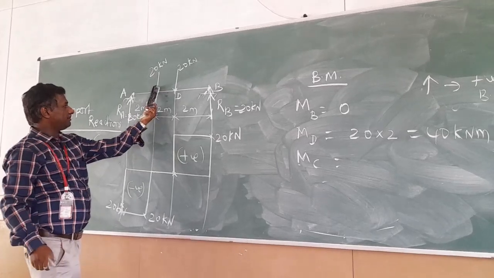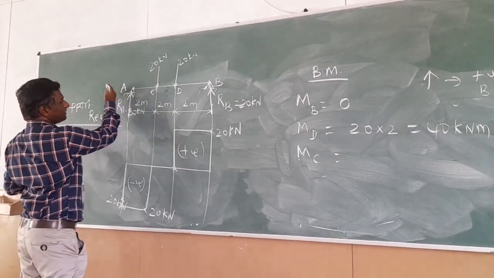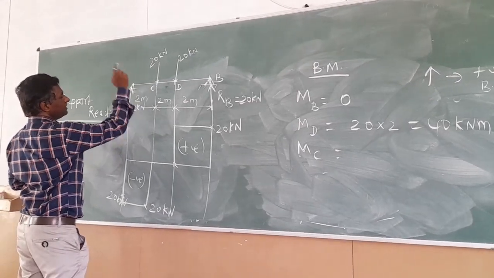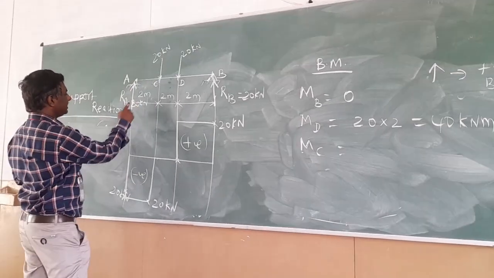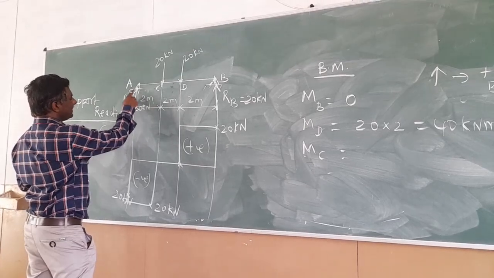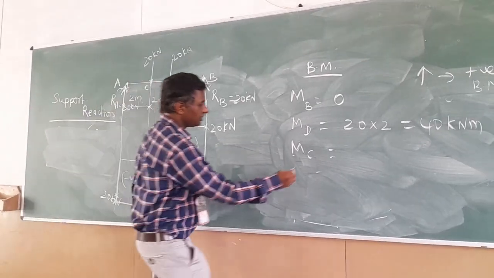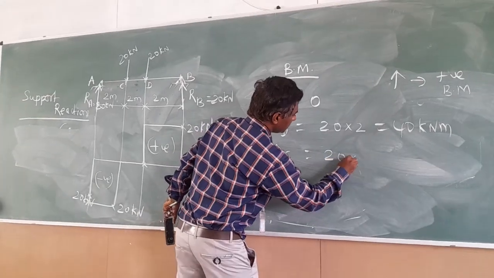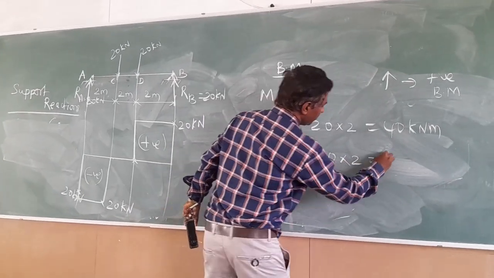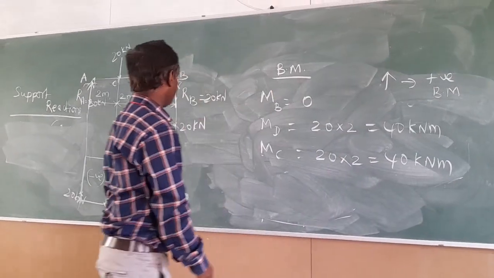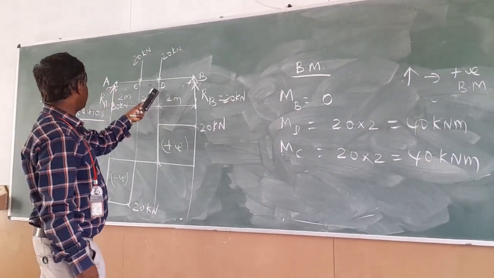Okay, now instead of going this side, you can go for the other side also. So MC from the reference line, just go for the left. Now only one load, RA. So RA to the C point, you have only 2 meters. So RA into 2 meters. Since RA is an upward force, it produces positive bending moment. So 20 into 2, that is equal to 40 kilonewton meter.